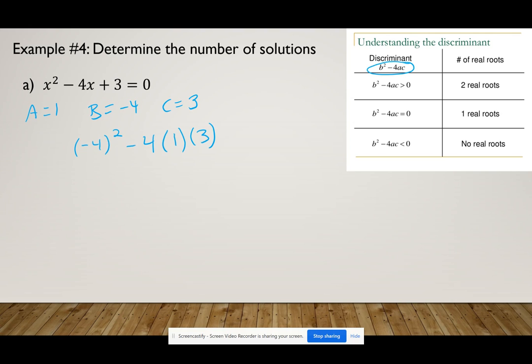Now this is going to be a lot quicker to solve. So -4 squared is 16. And then -4 times 1 is -4. -4 times 3 is -12. So 16 minus 12 is 4. Okay. So if we look at this, 4 in our table, 4 is greater than 0. So this one has two real roots, or you can say two solutions.